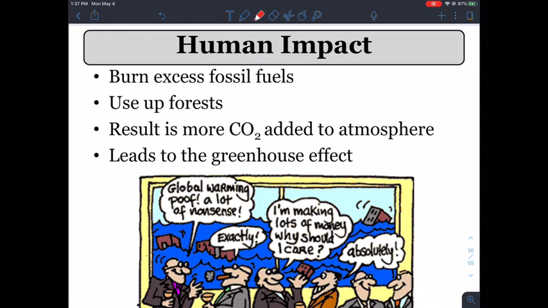So we, as humans, impact the carbon-oxygen cycle hugely by burning excess fossil fuels. We also cut down forests, which take up carbon dioxide, and this results in more carbon dioxide added to the atmosphere, and it leads to the man-made greenhouse effect that we're experiencing, or global warming.